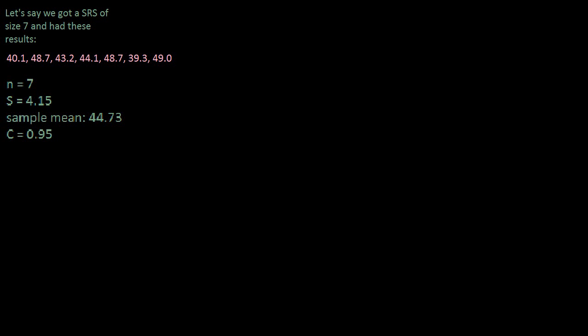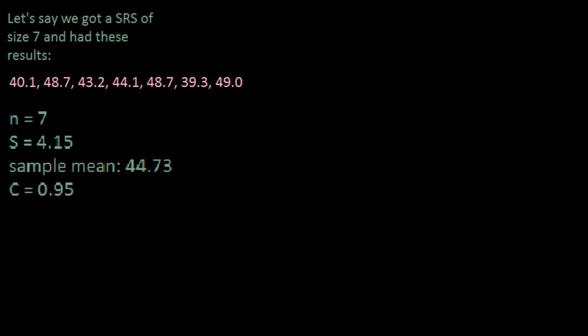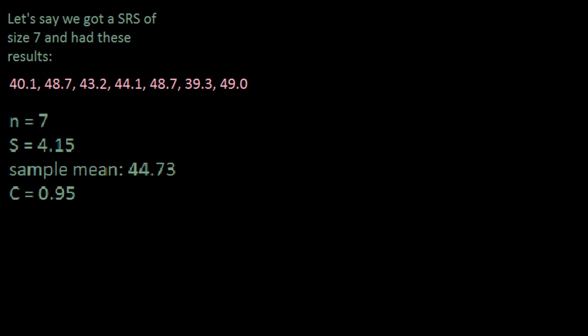This video is going to be regarding t-distributions. We are going to be solving one of the more basic questions about them. Let's say we have a simple random sample of size 7 and we had these results. We know that sample size is 7. The standard deviation of the sample, if you were to calculate it, would be 4.15. The sample mean, if you were to calculate that as well, would be 44.73. And we are asked to calculate the 95% confidence interval for the population mean.